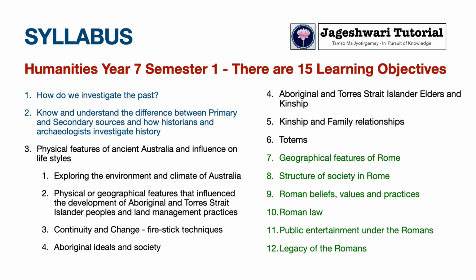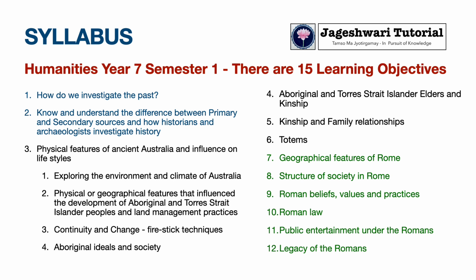Right now on the screen, I am sharing the content from your prescribed Humanities Year 7 Semester 1 syllabus. When we look at the history section, we find there are about 15 learning objectives in total. These 15 learning objectives can be roughly grouped into three main areas. Each one is marked in a different color to make it easier to follow.